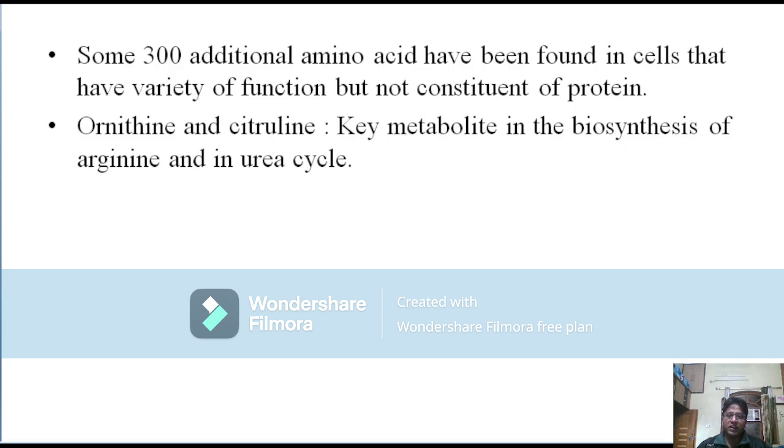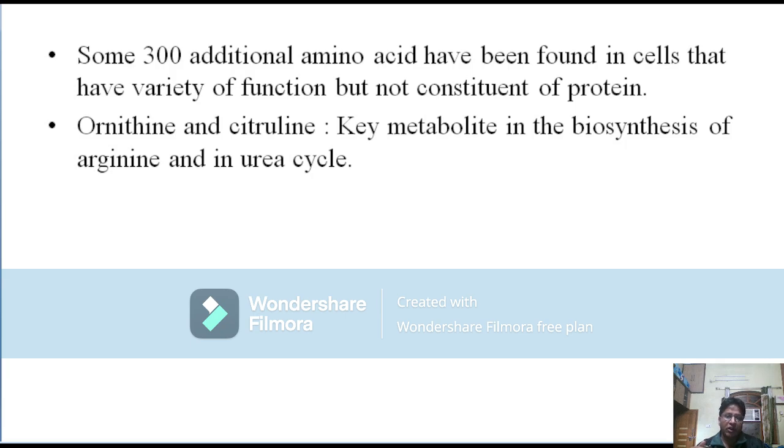These are two amino acids involved in the biosynthesis of arginine, in the urea cycle, so they work as key metabolites. In a similar way, there are many additional amino acids found in cells which have different functions, but are not constituents of proteins. They are still considered amino acids because they have an amino and a carboxyl group. The classification we have discussed is based on the polarity of the R group.